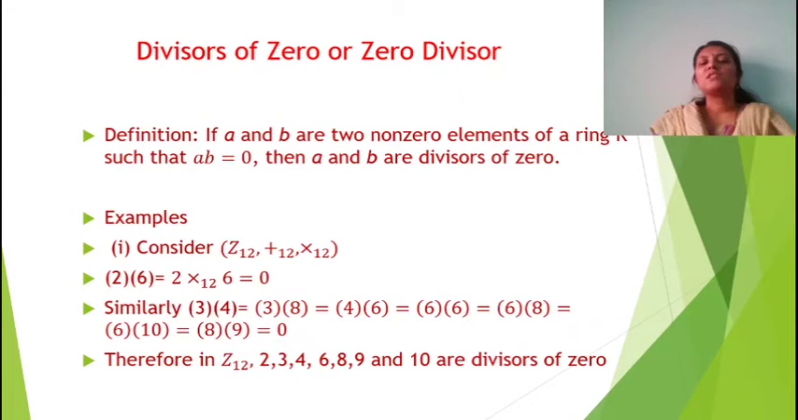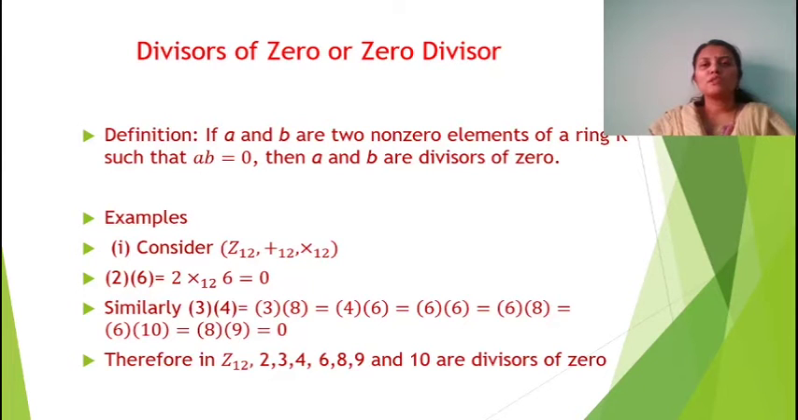taken the example Z12 with addition modulo 12 and multiplication modulo 12. The elements of Z12 are 0, 1, 2, 3, etc., 11. We know that 2 into 6, when we multiply 2 into 6, the answer is 12. If we divide by 12, then the remainder is 0. So 2 multiplication modulo 12, 6 equals 0. Similarly 3 multiplication modulo 12, 4: 3 into 4 is 12, and 12 divided by 12 has remainder 0.